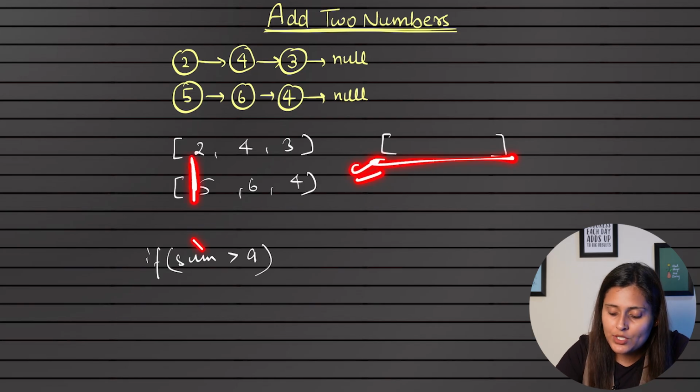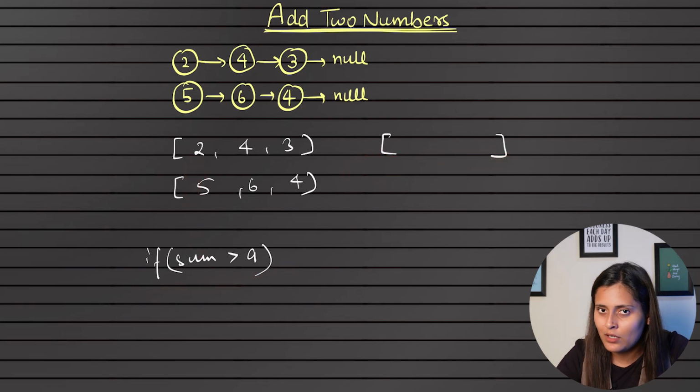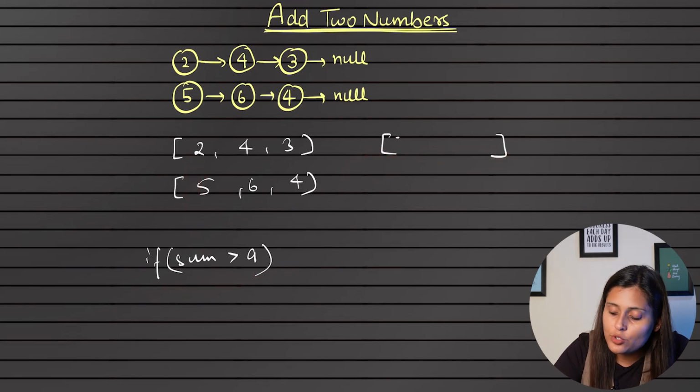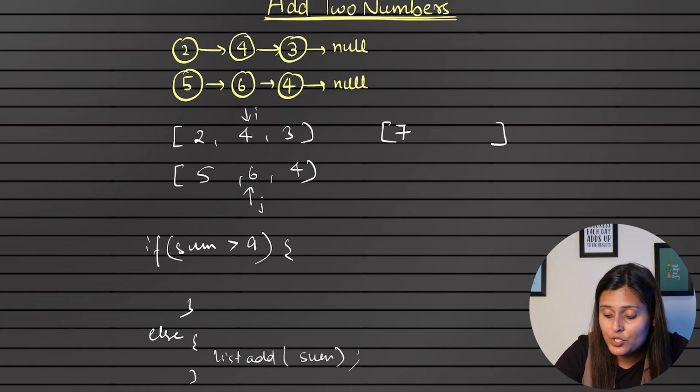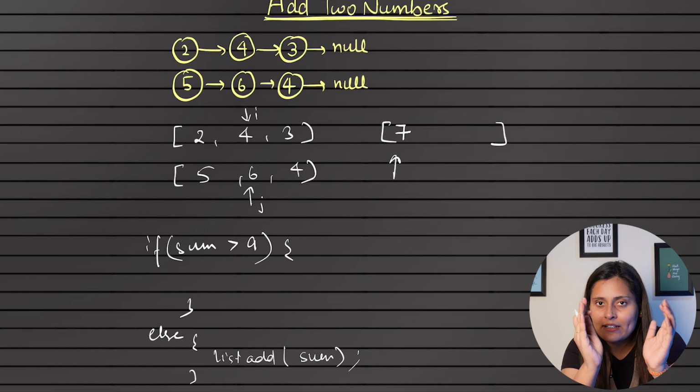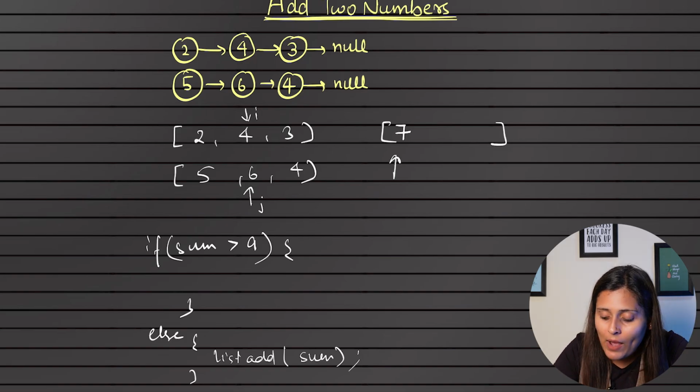So we'll check summation is less than 9, it's not greater, correct? So we will just save our answer 7. Now we will move our i here and we will move our j here, correct? In the else case we will write list dot add summation as it is, because summation is only having a single digit, right? And also no carry forward, so carry will also be the same. Now i plus plus, j plus plus.